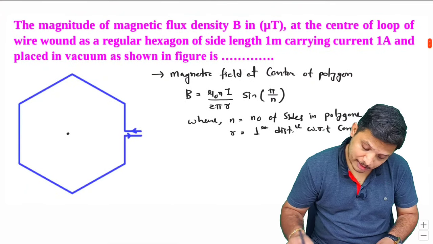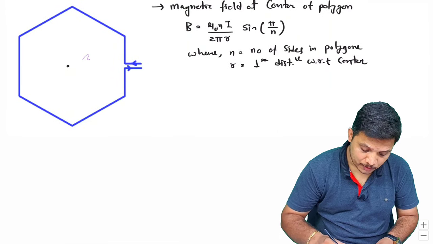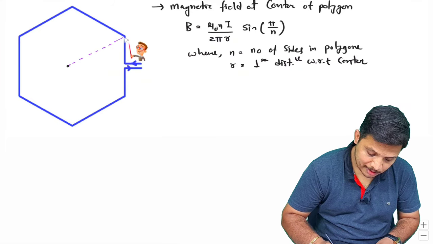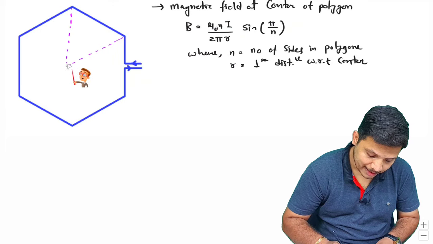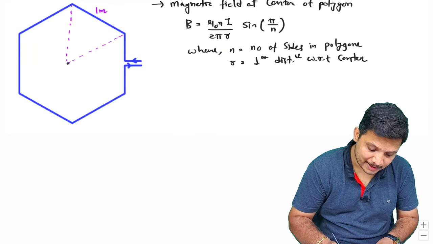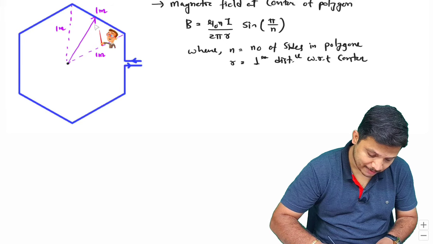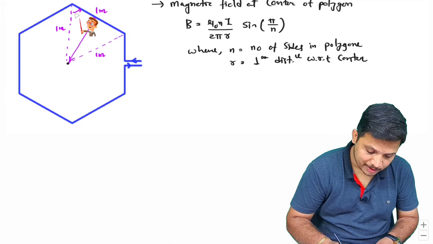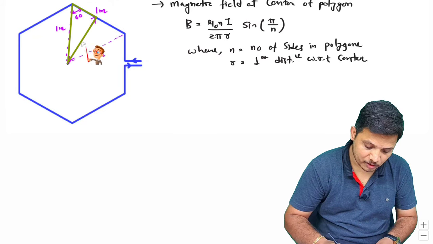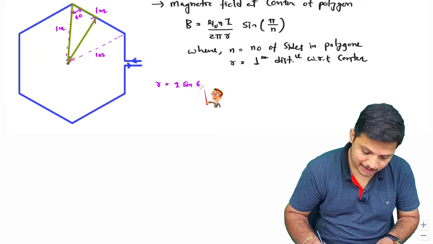Here we have been given the length as 1 meter for this wire and the current as 1 ampere, right? So for a hexagon, this will make an equilateral triangle. One should know that in a hexagon this is an equilateral triangle, where each side is 1 meter. As this is 1 meter, this has to be 1 meter and this has to be 1 meter. So the perpendicular distance is what we need, right? In an equilateral triangle, this angle will be 60 degrees. So the opposite side will be the sine of the angle, right? So here our r has to be 1 sine 60, and sine 60 is root 3 by 2, right?